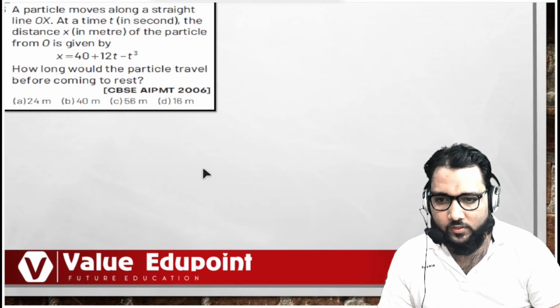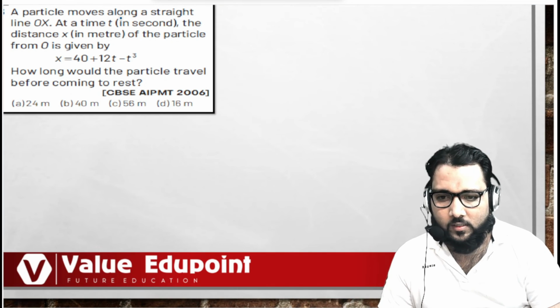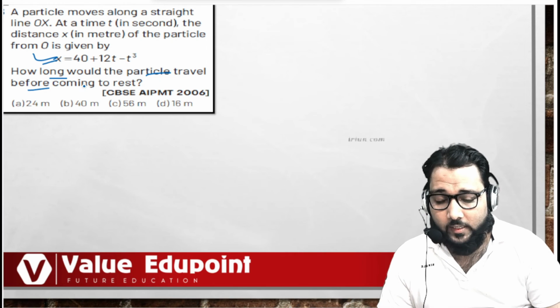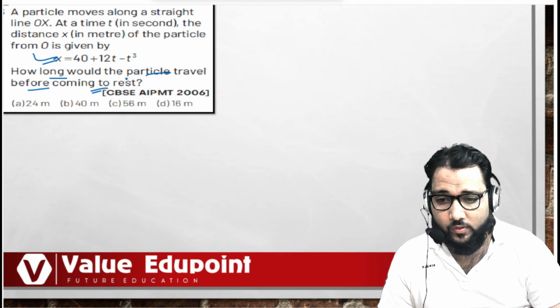Now for the second question, guys. The x is given in terms of time. He is asking for how long, which means we have to calculate distance, and when the velocity will become 0 because the body is coming to rest.